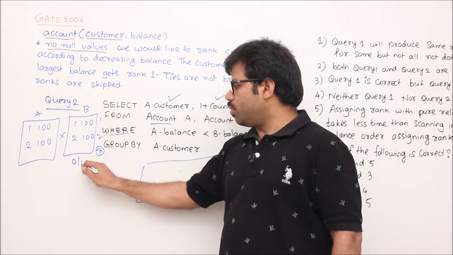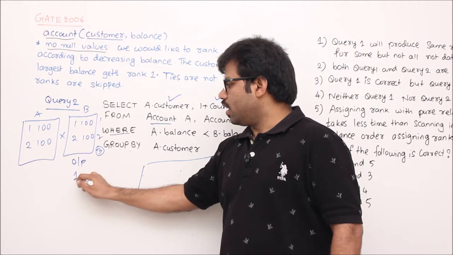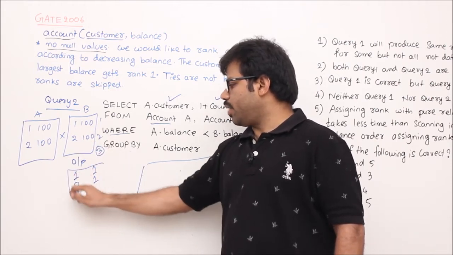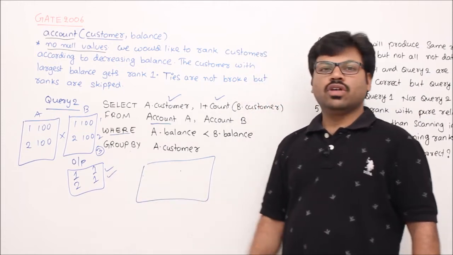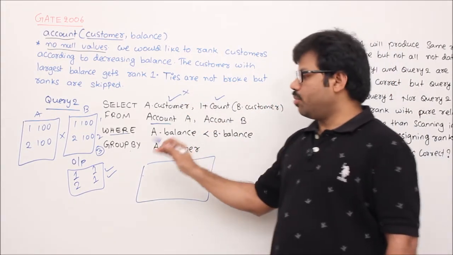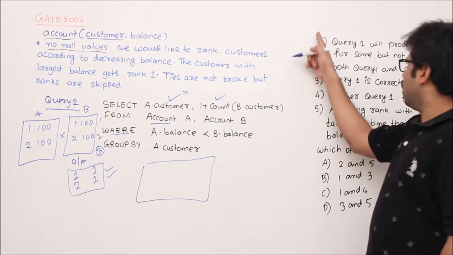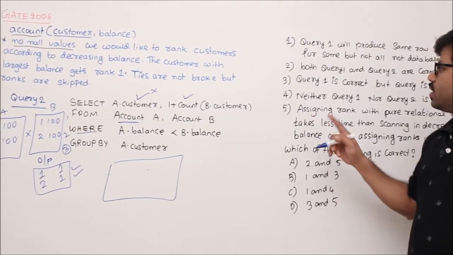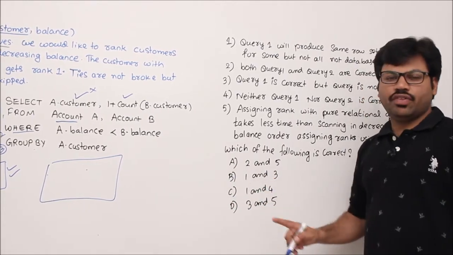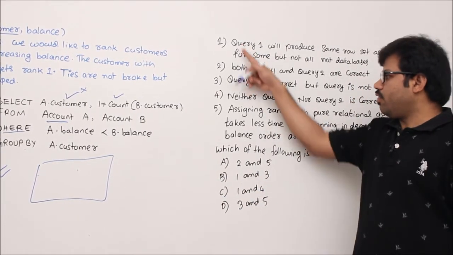Our output supposed to be, customer 1, his rank is 1. Customer 2, his rank also 1. This is what my data, correct output. So this query is not giving the correct output, right? So you remember it. Now we'll see the options and statements, like which one is correct, which one is wrong. They have given 4 choices A, B, C, D. We have to identify the right one. Before that they have given 5 statements.